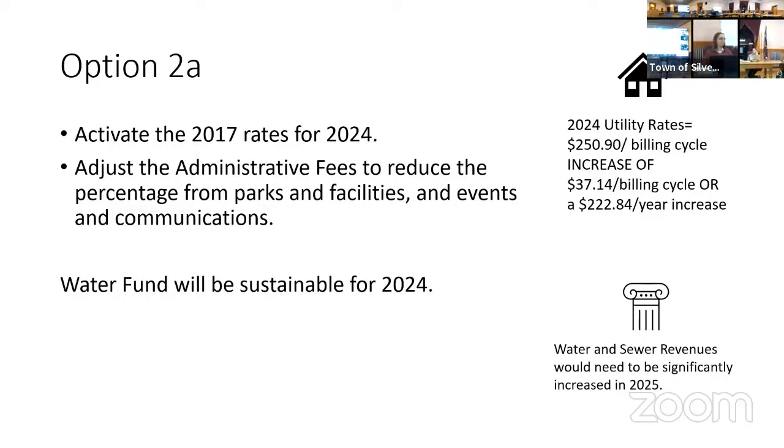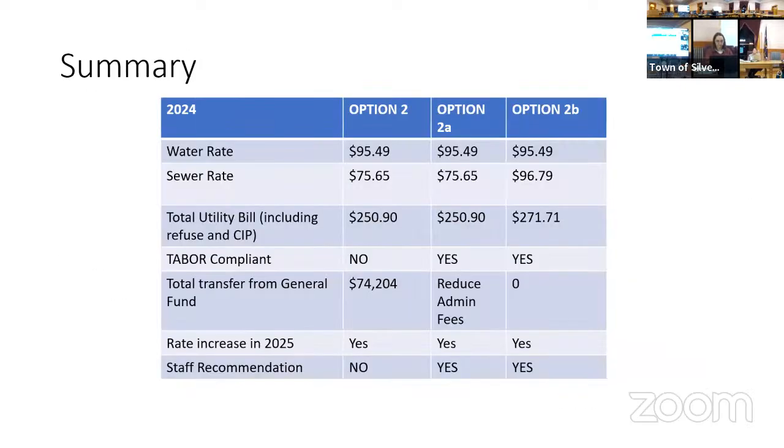It also just seems like an easier sell or communication point to say we're implementing the rates that we already have a resolution for from 2017. That's just easier to go with.